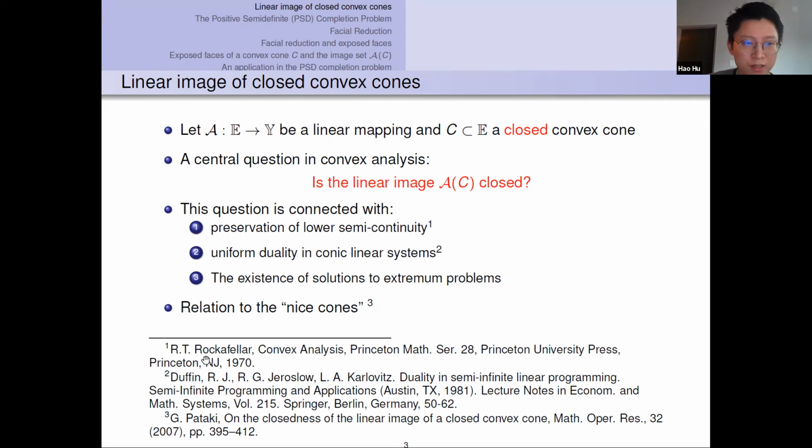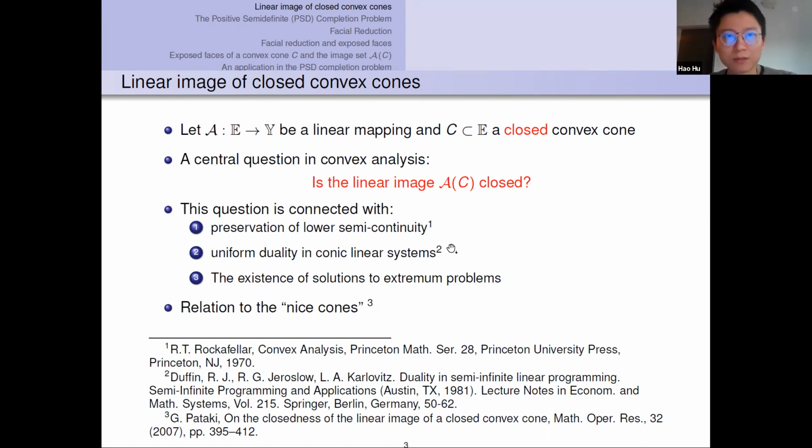Actually, a whole chapter in the classical textbook by Rockafellar, Convex Analysis, is devoted to this problem. There are also other applications: uniform duality in conic linear systems, in this paper by Duffin, and the existence of solutions to extremal problems. I'm not an expert in those problems, but I just want to give you an idea why this problem became interesting in the literature. There is also a more recent paper by Pataki about the relation between nice cones and the linear image.